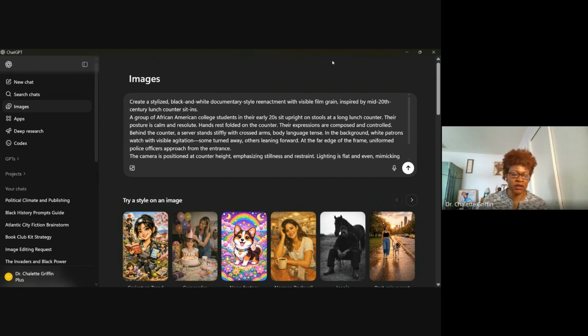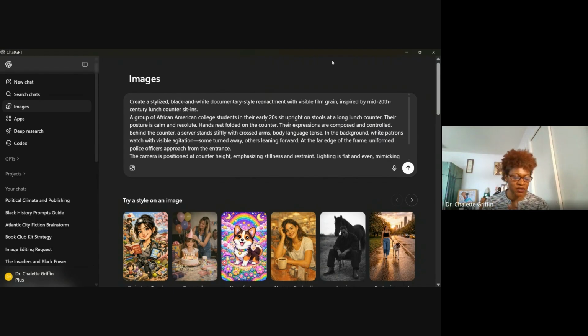Hands rested, folded on the counter. So this is all about action. What is the subject doing in the prompt? We're talking about their expressions being composed and controlled. So this is all detail of the action.